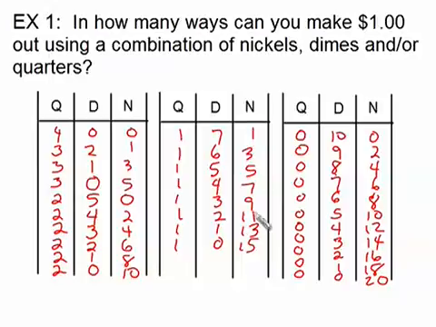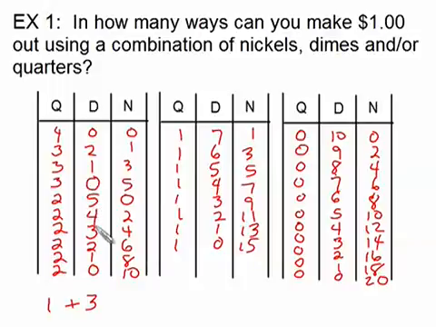I just need to count 1 column of things. So if I just look down the row of, say, dimes, there's one combination with 4. There's 1, 2, 3 combinations here.